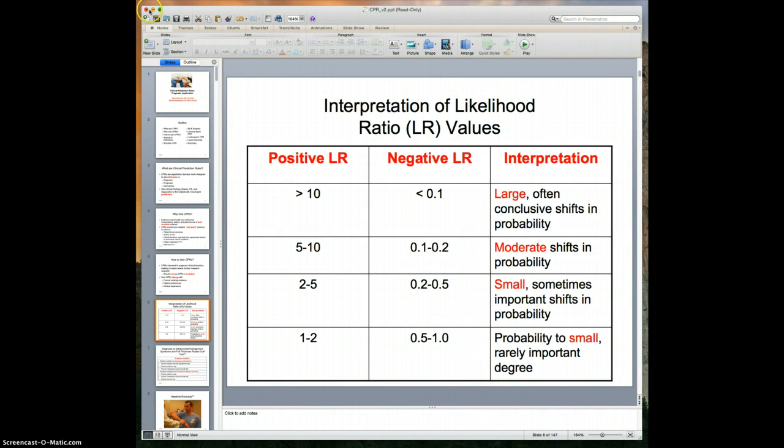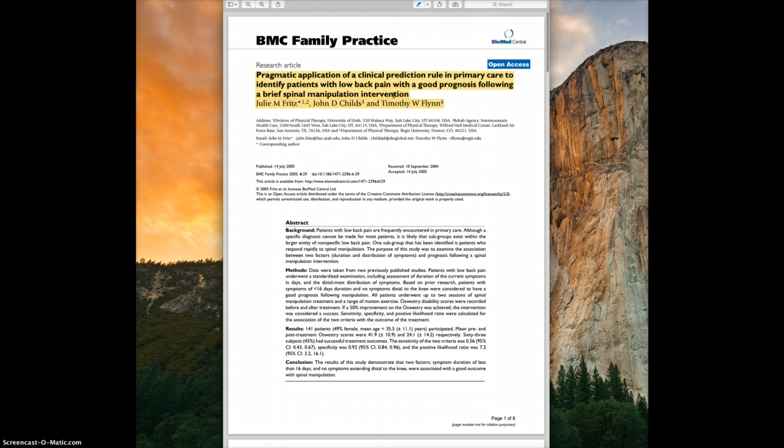I asked you to read this article by Fritz, Childs, and Flynn, looking at a pragmatic application of CPR in primary care to identify patients with low back pain with good prognosis following a brief spinal manipulation intervention. This study looked at two of those variables applicable for CPRs: the prognosis variable and the intervention variable. Pragmatic means what's usual and customary. What do you typically do in a chiropractic office, or in a clinical setting for lower back pain? The study was done by physical therapists, but they do spinal manipulation as well, so I think everything from the study can be extrapolated and applied to chiropractic practice.